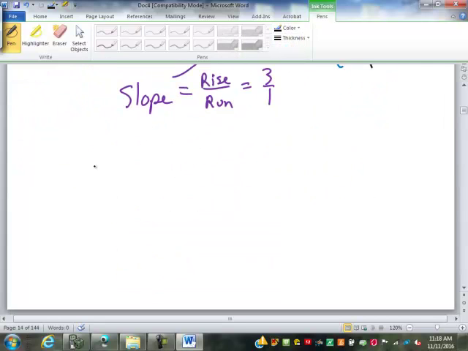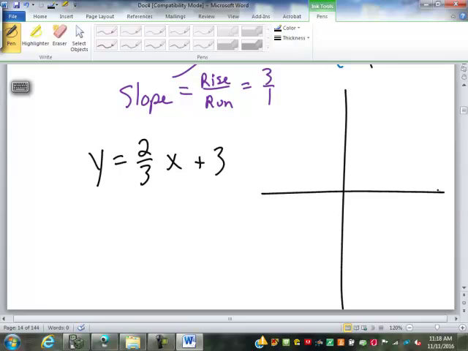So if I am given the equation y equals 2/3 x plus 3, on my graph, where am I going to start? Well, I always start by what's been added or subtracted. The +3 means I go up 1, 2, 3. That's my first point, right there. 3 units above the origin.